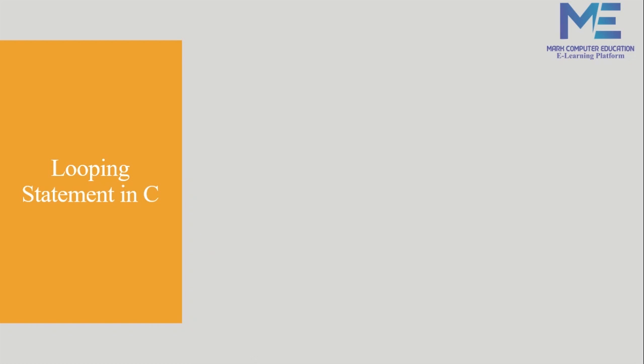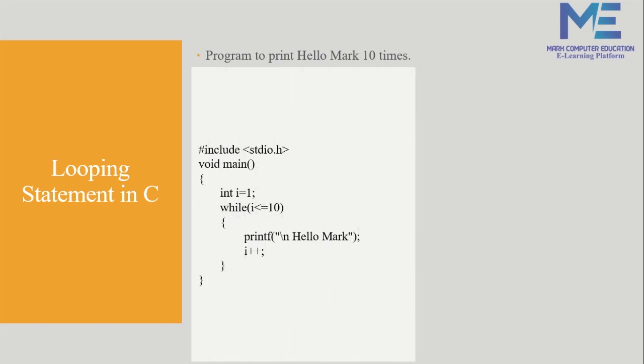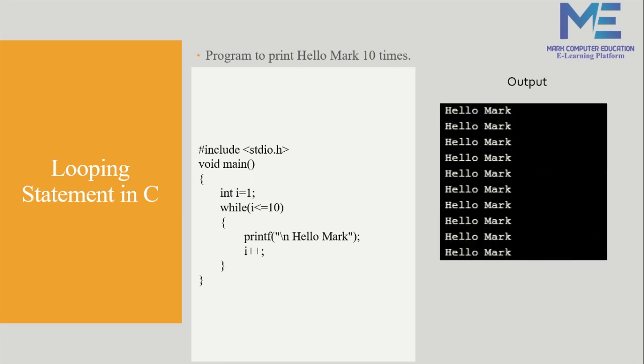Let's see one program which prints hello mark 10 times. So here is my program which is printing hello mark 10 times. First I have initialized one variable, int i equals 1. Then I have used a while loop. The condition is i less than or equal to 10, so the loop will start from 1 and go to 10. Inside the loop I have used the printf function to print hello mark, and the updation expression is i++. So the output of this program will be hello mark 10 times.